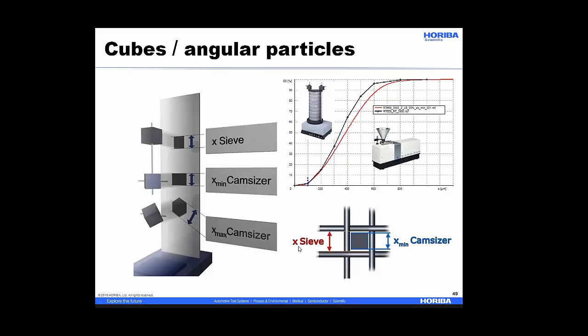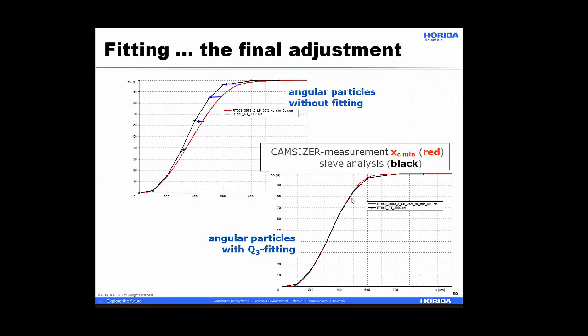Okay, so here I show the size of the sieve in the red and an XMin on the cam sizer. So that works quite nicely here, and it's not going to quite work so well as I move up here. So we still need to do some kind of fitting as a final adjustment. So I need to find a way to move my angular particles over.